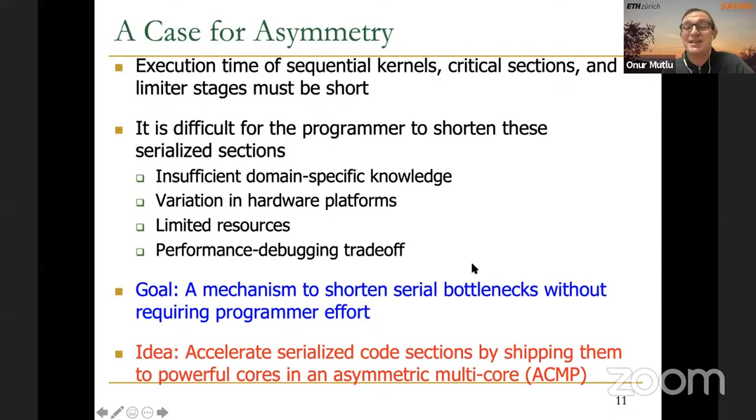So we would like to accelerate these serialized code sections by automatically shipping them to some asymmetric parts of a system. Again, in this particular case, we're going to use asymmetric multicore. But again, you can think of automatically customizing an FPGA to actually accelerate these critical sections, right? That may sound like a dream right now, but why not, right? All research starts with dreams in the end.